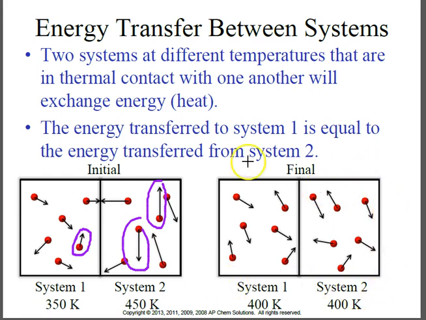So if you look over here to the right, we now have system 1 and system 2 at the same temperature. So that would be your equilibrium state. Make sure you understand how that occurs. It's not some magic thing called heat moving. Heat is in the motion of the particles. So the faster moving particles are slowing down while the slower moving particles are speeding up, and that is how heat exchange works.